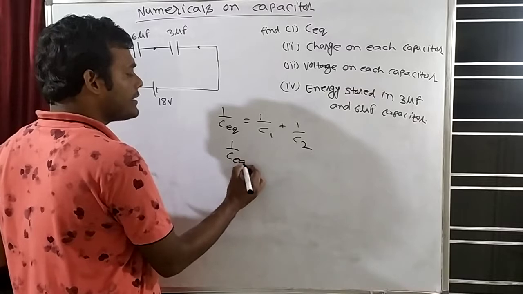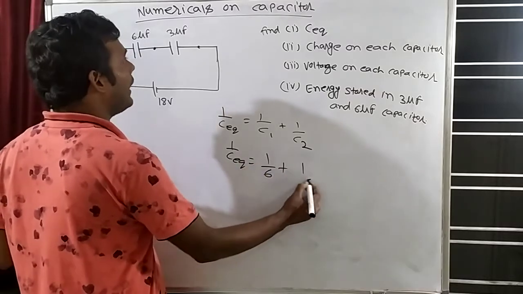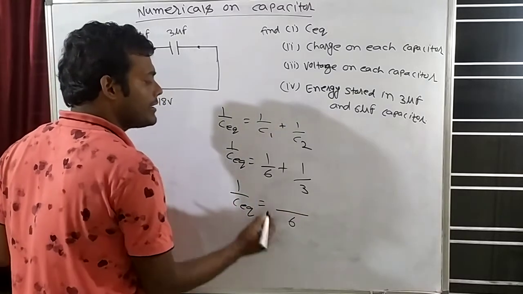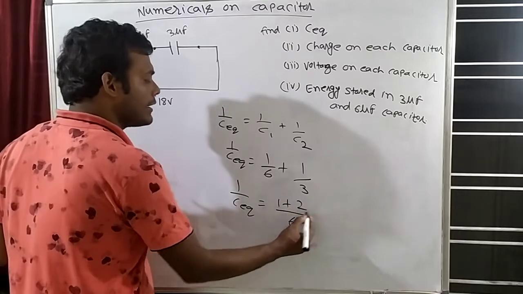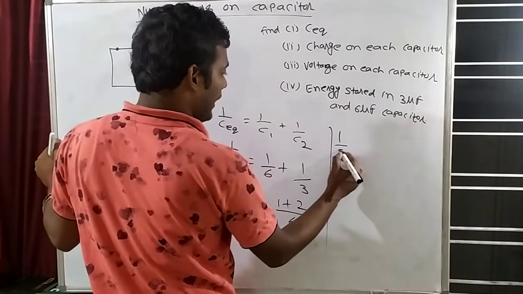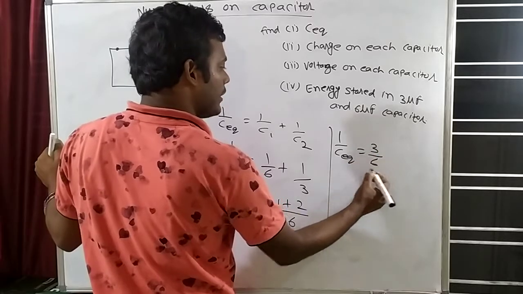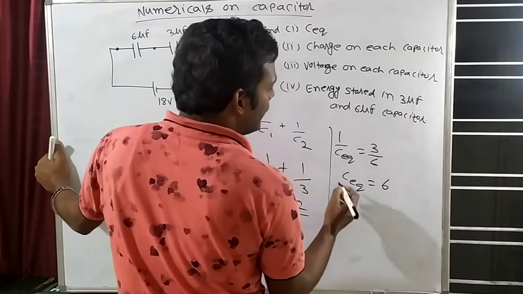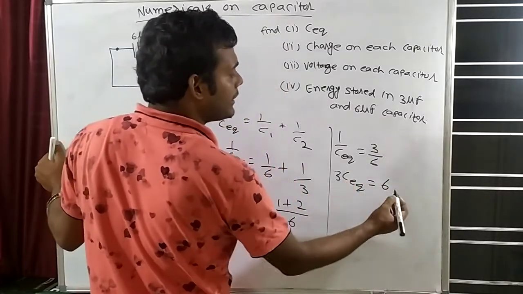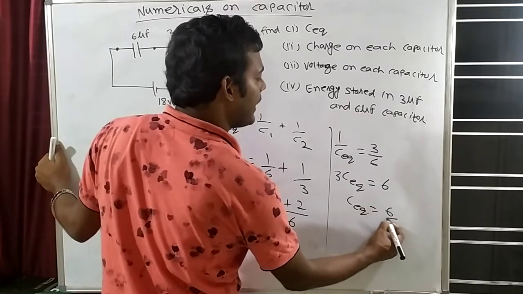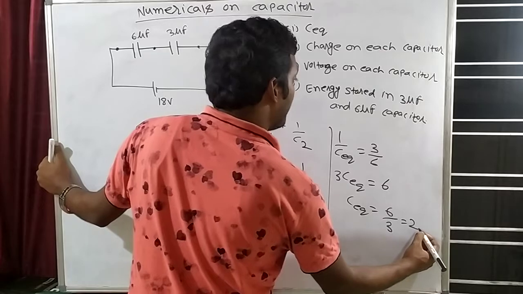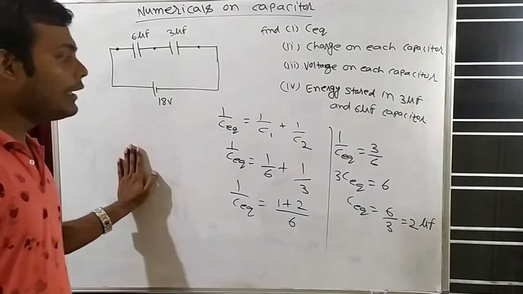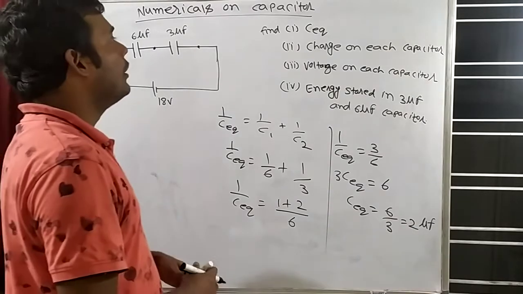So can we write that 1 by C equivalent is equal to 1 by 6 plus 1 by 3? If you take the LCM, this LCM will be 6. 6 ones are 6 and 3 twos are 6. So can we write that 1 by C equivalent is equal to 3 by 6? Cross multiplication: 3 C equivalent is equal to 6. So C equivalent will be 6 by 3, that means 2 microfarad. Clear? So this will be the answer of the first question.